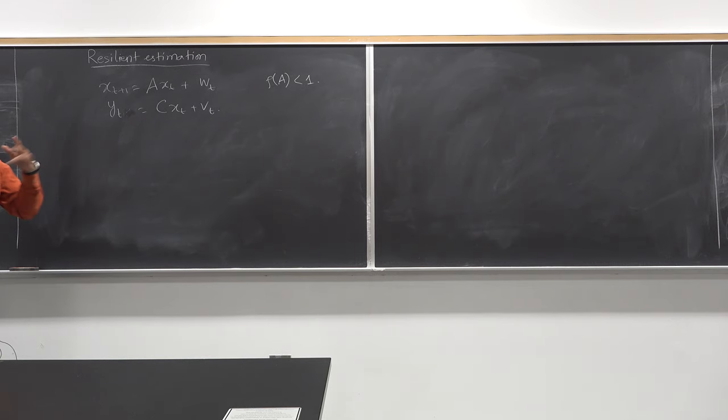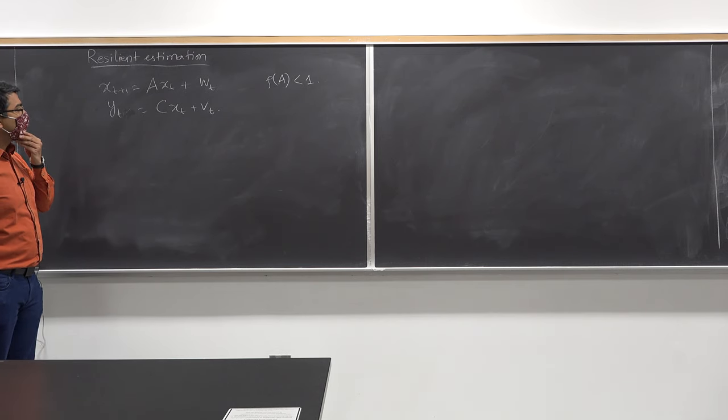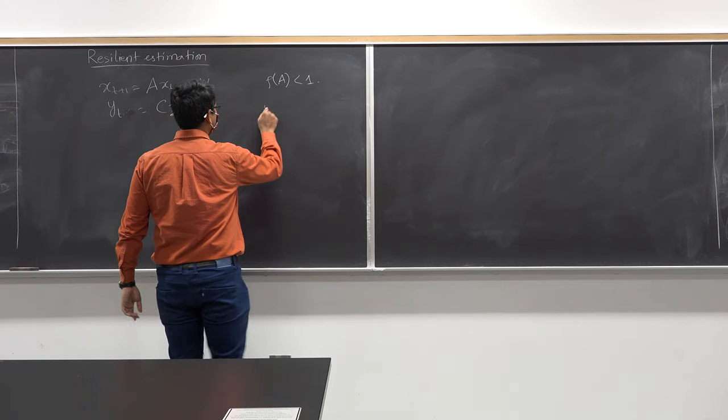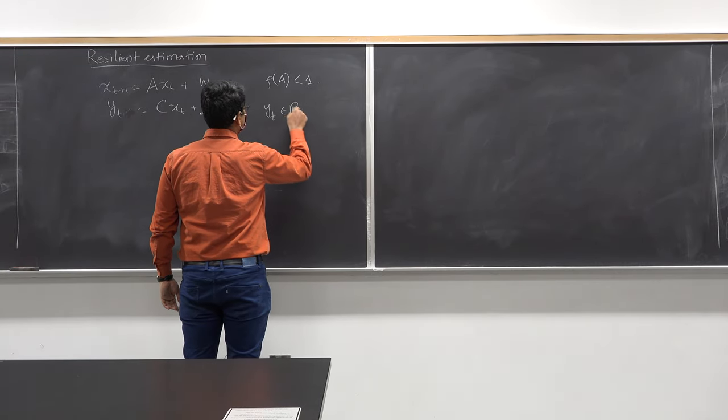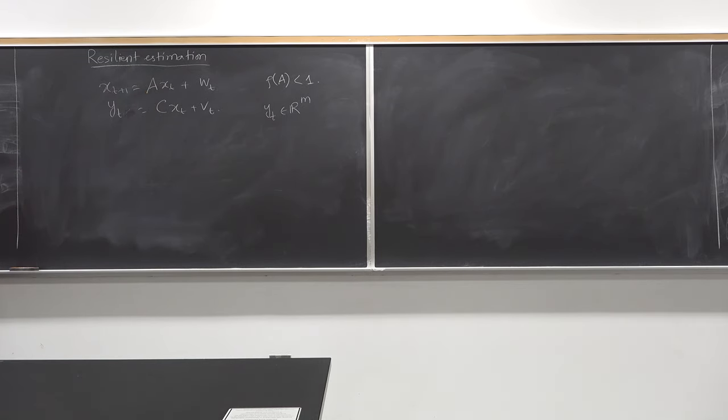All of this stuff is from the book that's already on your Carmen page, so if you need further information, please go back to that book. Okay, so this is the state update equation. I'm going to assume that yt is in Rm, and of course xt is in Rn.